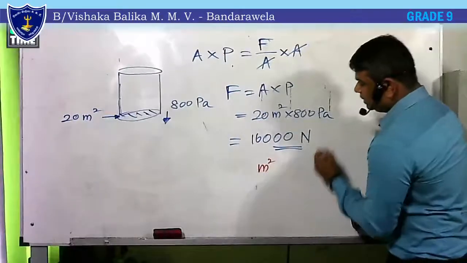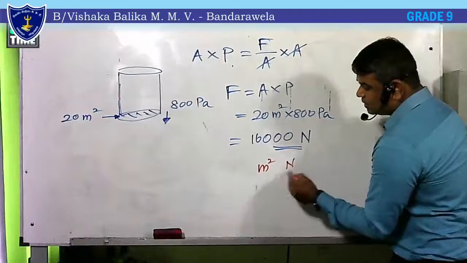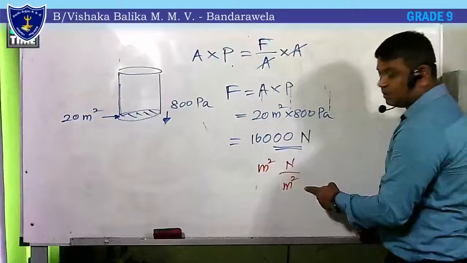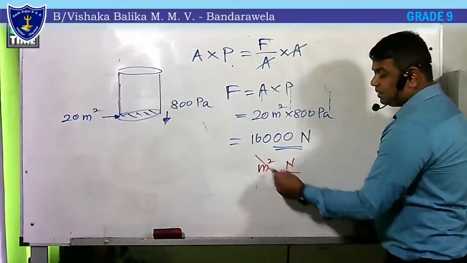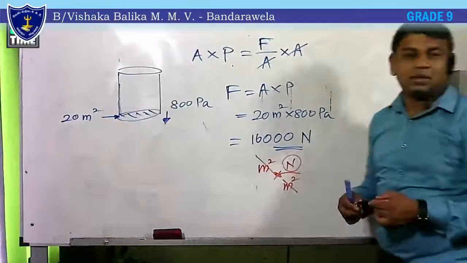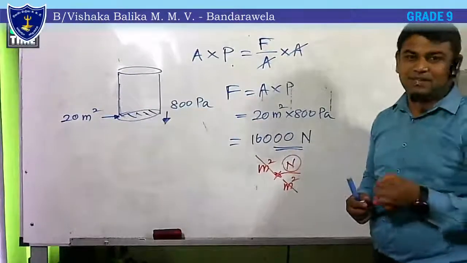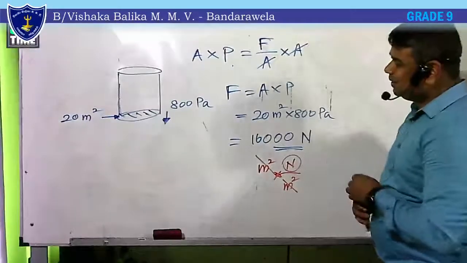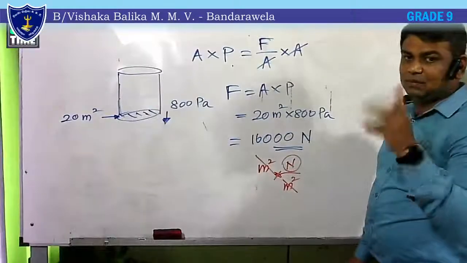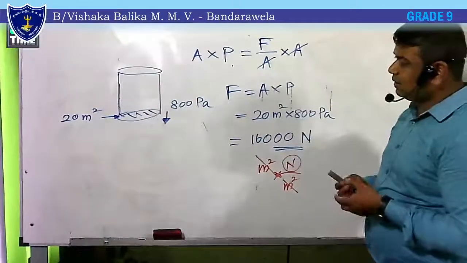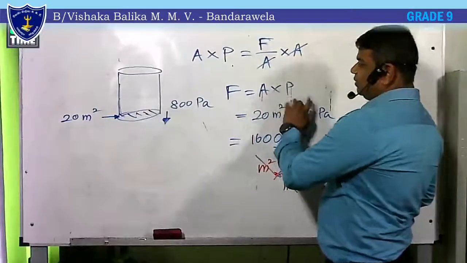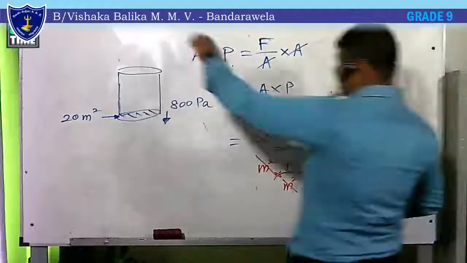Square meters here. Pascal means newtons per square meter. Square meters per square meters cancel out. Then only newtons remain. Is it clear? That is how we do such calculations. This is the third model: calculating the force when area and pressure are given. And look at the next case.